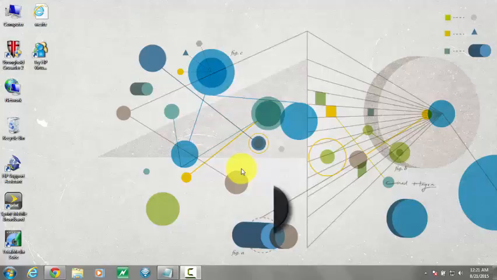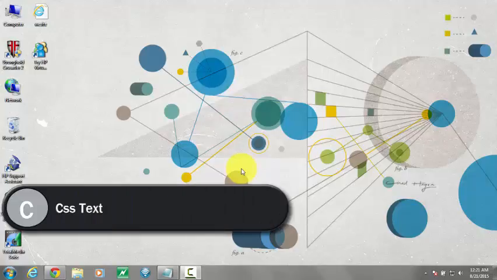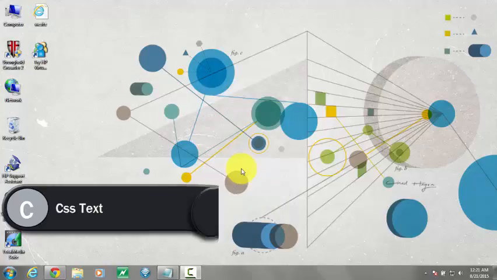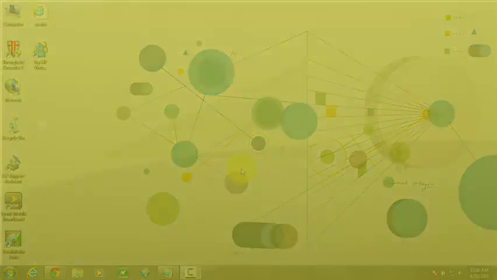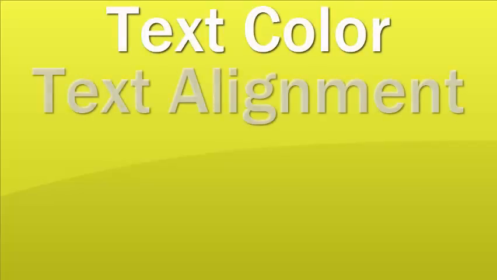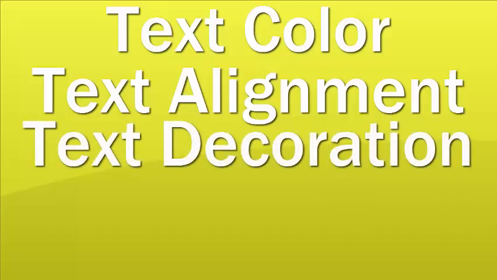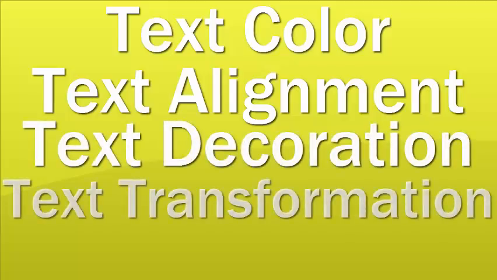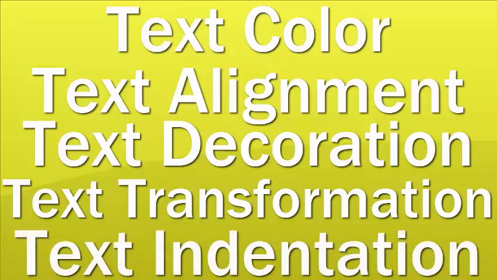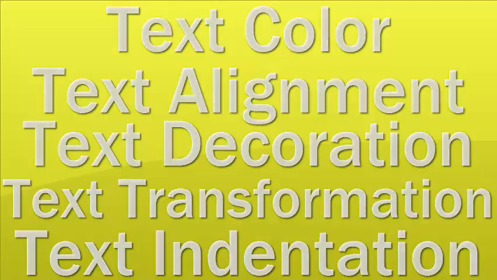Hi YouTube, in this video we will talk about text color in CSS. We will discuss text color, text alignment, text decoration and text transformation. The last one is text indentation, so we are going to discuss each one of them. Okay, so first comes text color.